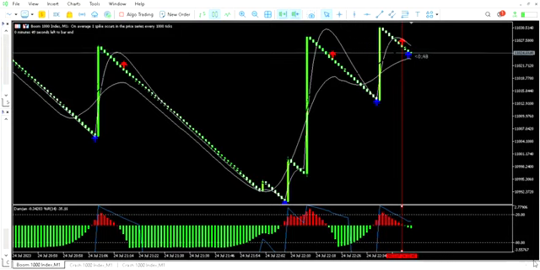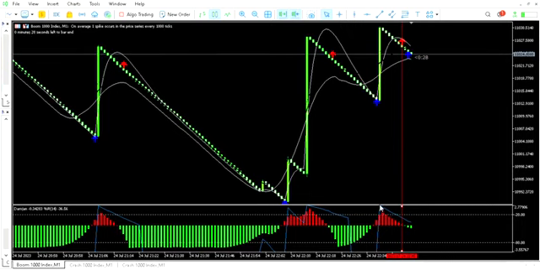Like you can see, I've put this red line here as a sign to show my entry. The three conditions that we look into were met. The first one, you look at this line here.